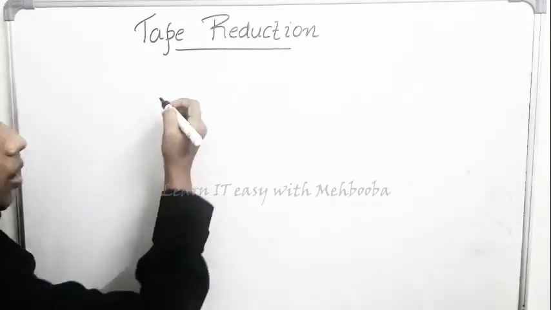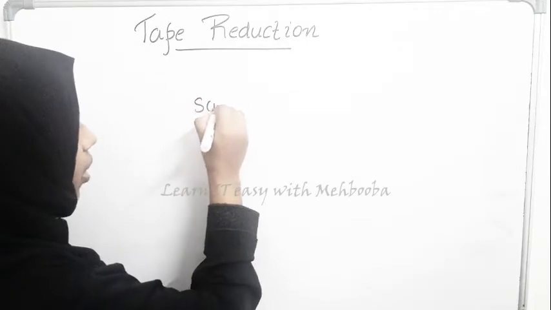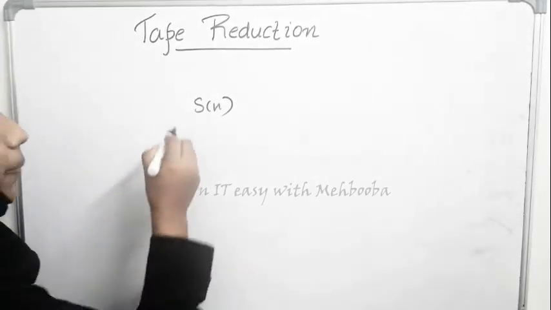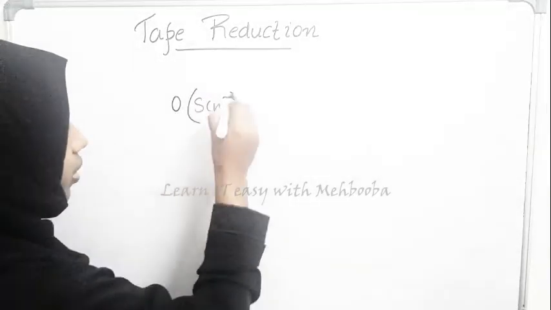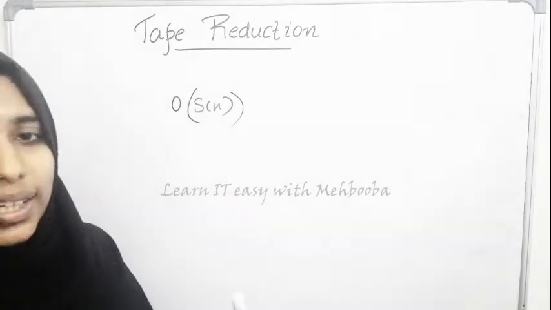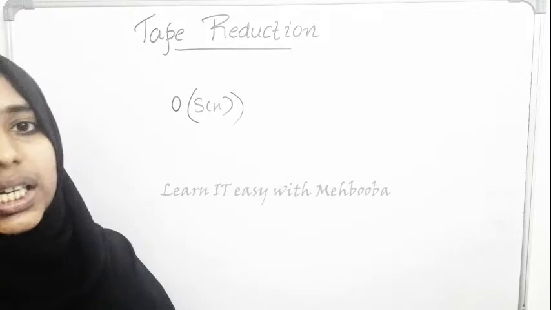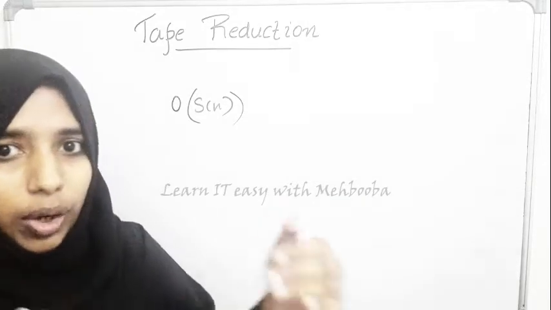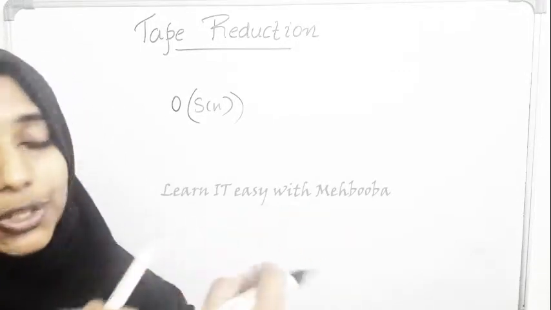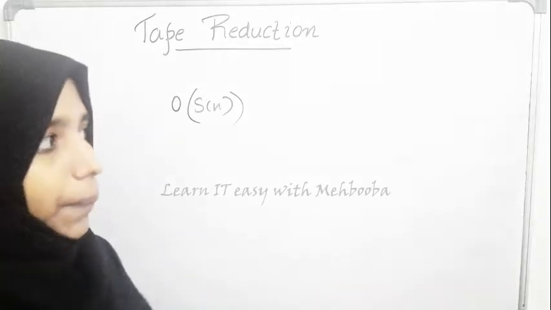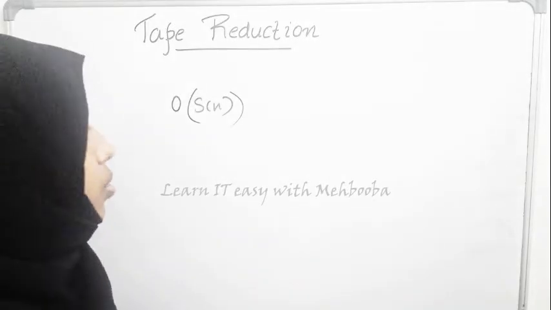See, if the space complexity is S of n for the multi-tape Turing machine, we can always achieve a single tape Turing machine. That is, we can always convert that into a single tape Turing machine of order S of n. That is, we have to create a single super tape in which all the multiple tapes are copied into a single tape with some delimiter symbols in between. I will show you that.